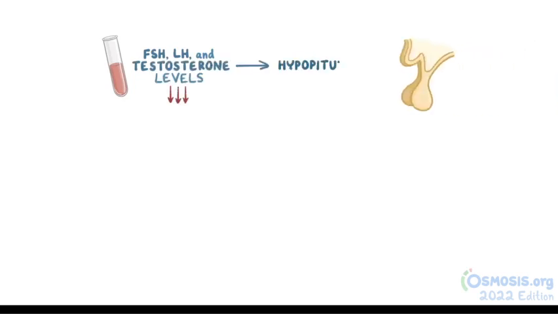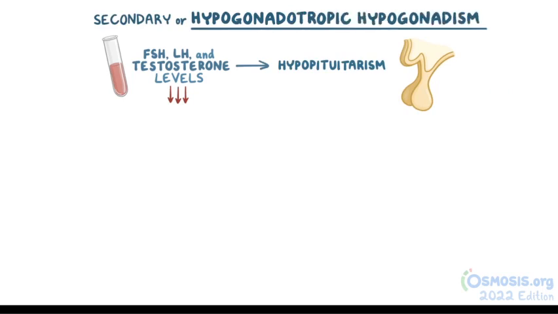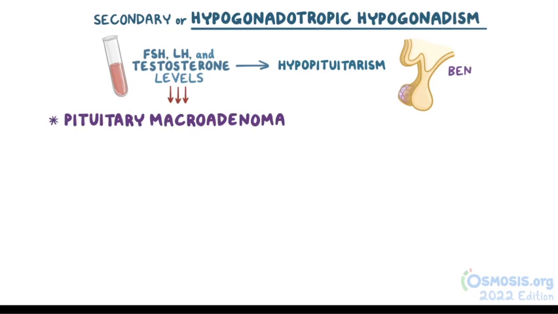Okay, now, if FSH, LH, and also testosterone levels are low, that points towards hypopituitarism, so an issue with the pituitary or the hypothalamus, also called secondary or hypogonadotropic hypogonadism. Most commonly, this is due to a pituitary macroadenoma, which is a benign tumor of the pituitary larger than 1 centimeter.